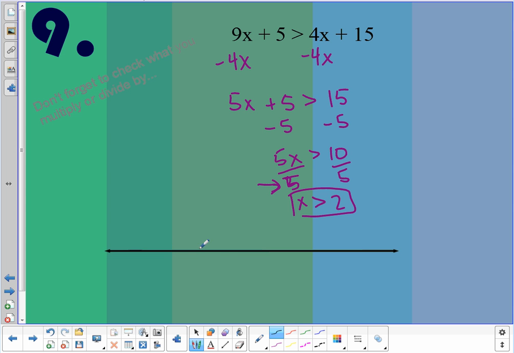If I number my number line, I'll do 0, 1, 2, 3, 4, just to make it really clear what we're numbering by. 2 is right here. That's an open circle. There's no equal to line underneath, so open circle. Numbers greater than 2 go to the right. 3 is greater than 2. That's how you can kind of test that theory. And shade to the right.